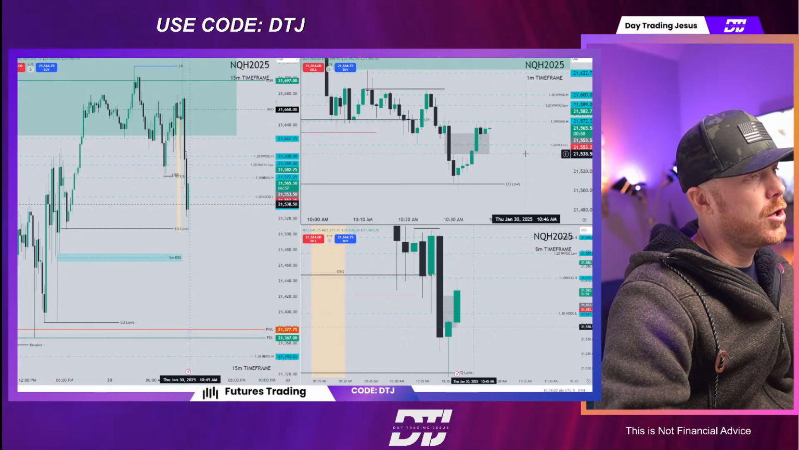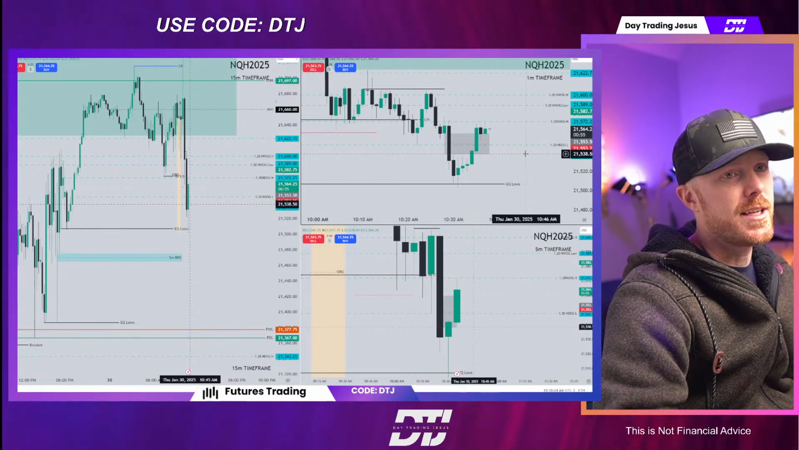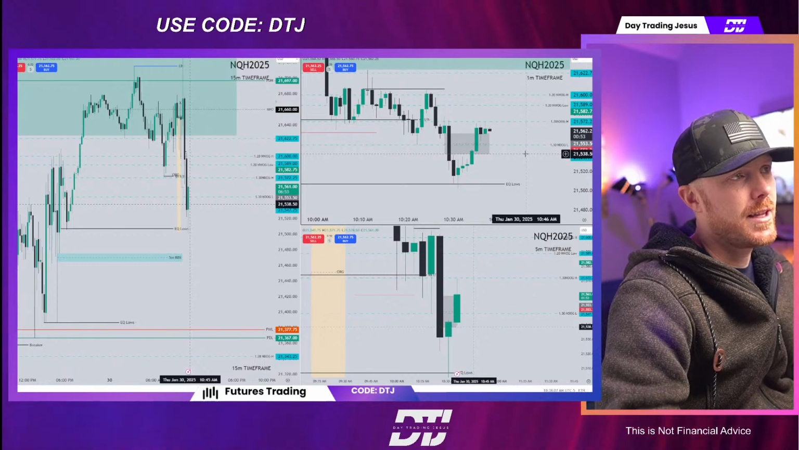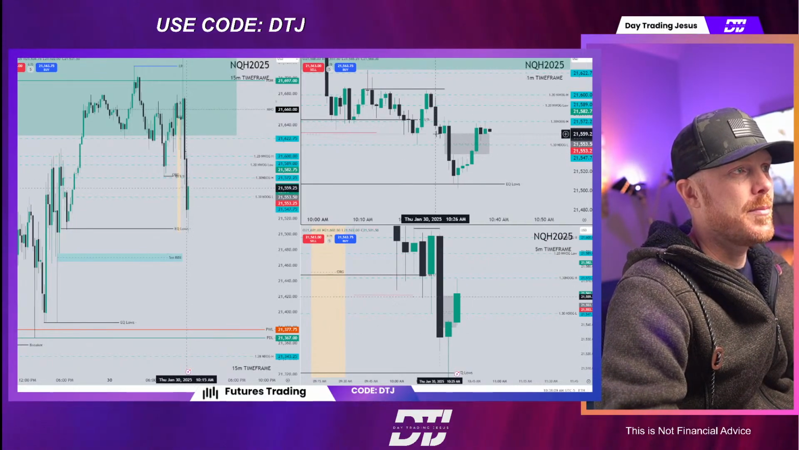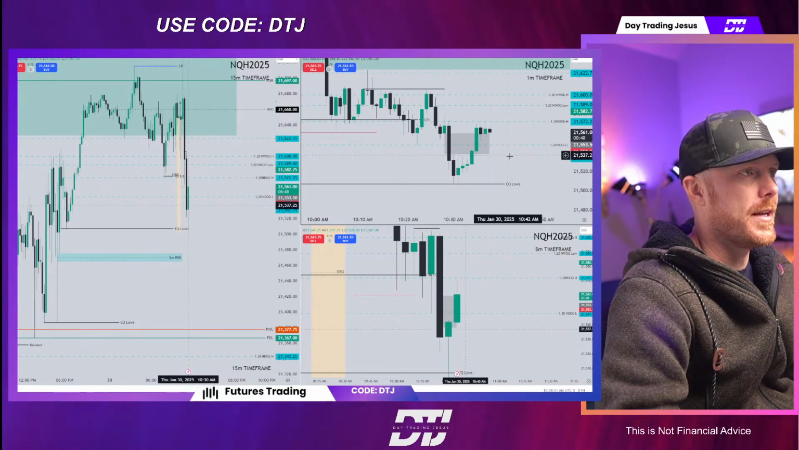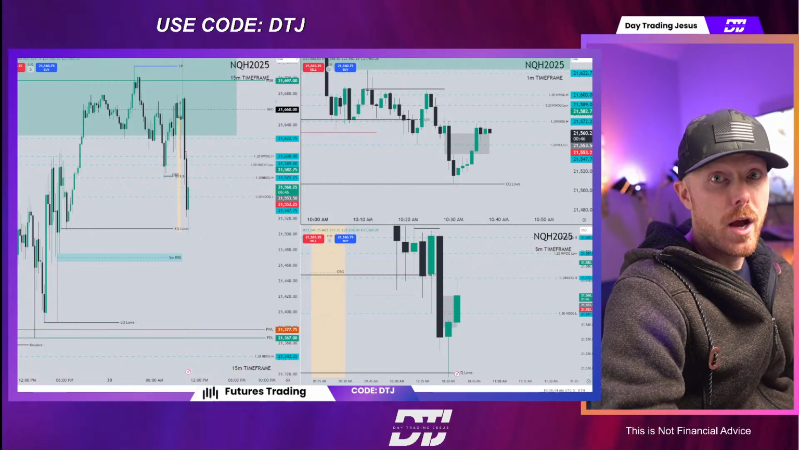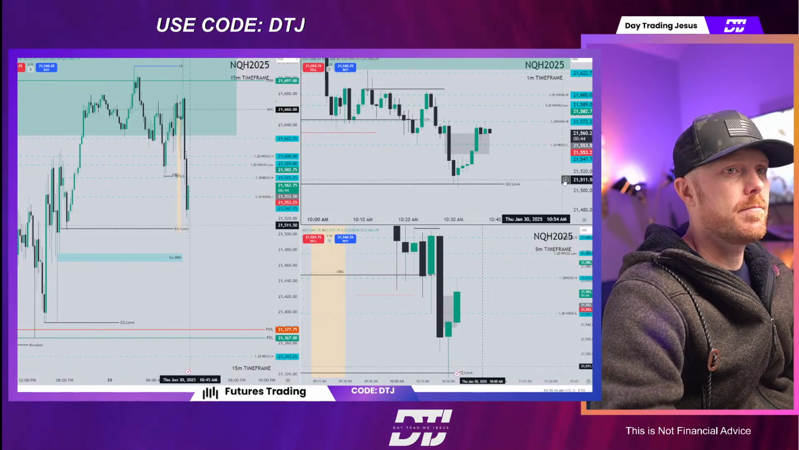But I will say that there are some months that it just seems way easier to read price. That's just the truth. But I need to be able to read it no matter what month it is if I'm going to be a profitable trader, right? You have to be able to read it.